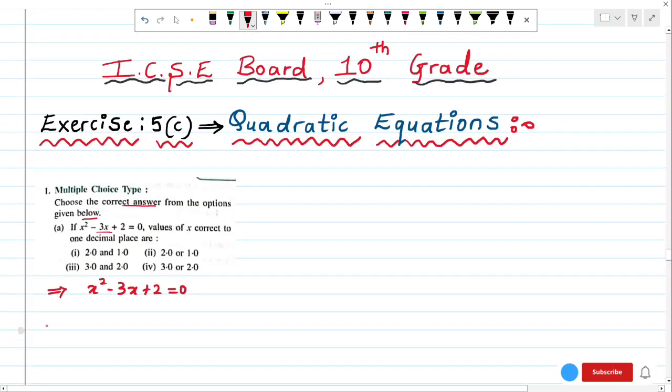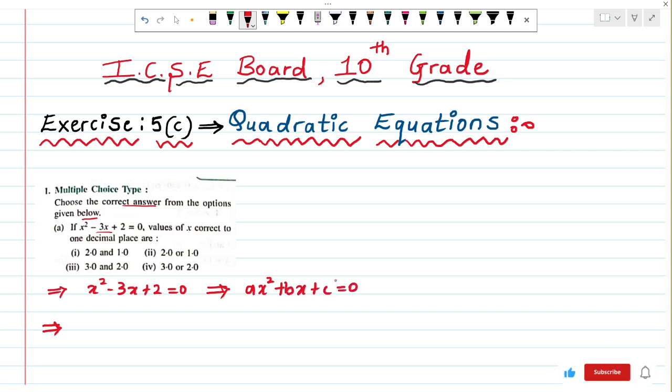Before solving this, we know the standard form of x square minus 3x plus 2 equals 0 is in the form of ax square plus bx plus c equals 0. So this is the standard form of a quadratic equation where we know that a is equal to 1 and b is equal to minus 3 and then c is equal to plus 2.